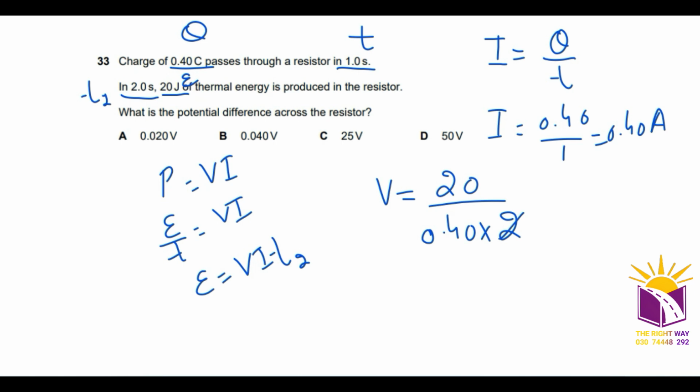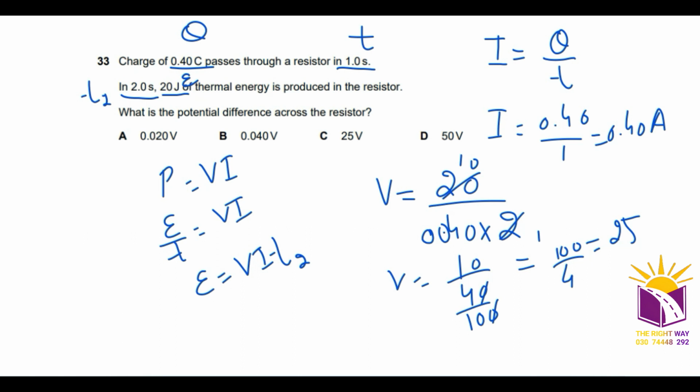So it will become 20 divided by 0.8. Removing the decimal point, it will become 200 divided by 8, which is equal to 25. So the potential difference is 25 volt. You can easily calculate it with the help of a calculator, because a calculator is allowed in your paper.